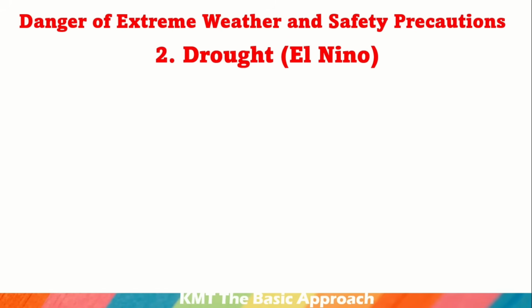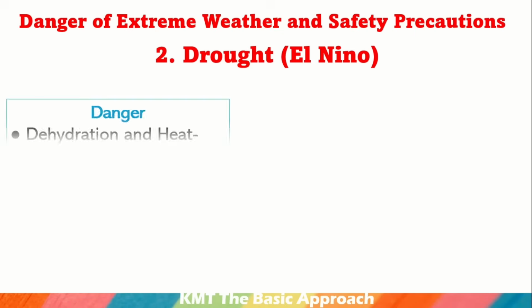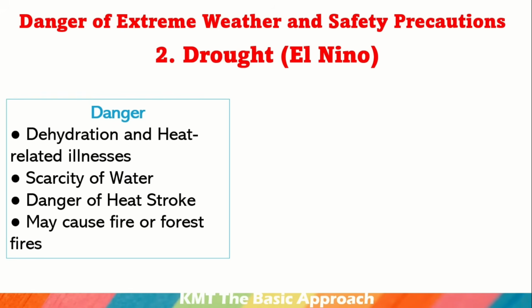Number 2. Drought, also known as El Niño. Danger: dehydration and heat-related illnesses. Scarcity of water. Danger of heat stroke. May cause fire or forest fires.